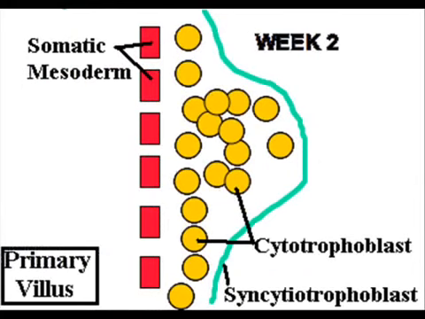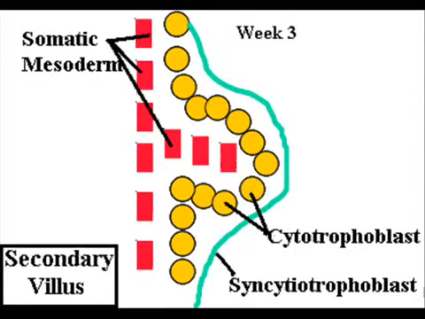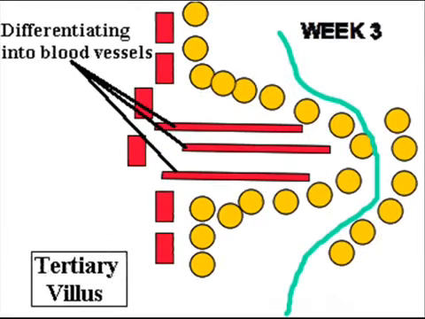Chorionic villi will form in the inner villus space in order to give a maximal area of contact with the maternal blood. The cytotrophoblast rapidly divides to form a bump on the wall of the chorion to form the primary villi. During week 3, the somatic mesoderm pushes through, forming the secondary villi. The mesodermal cord differentiates to form the blood vessels.